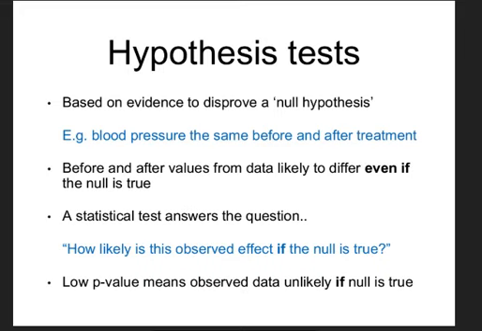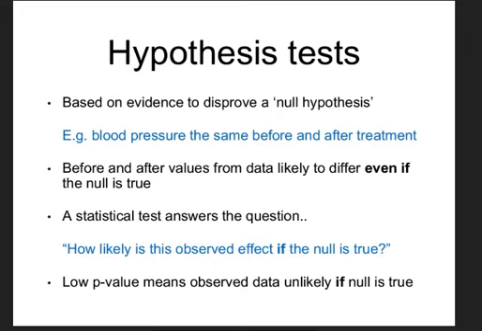So our null hypothesis is actually that their blood pressure is the same after treatment as before. That's what we want to disprove. Okay, that's what we're interested in. So remember that it's quite likely that the mean of all these patients' blood pressure after treatment will be different to the mean of all their blood pressures before treatment because of random variation.